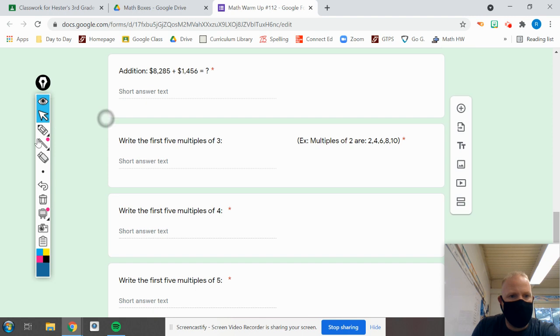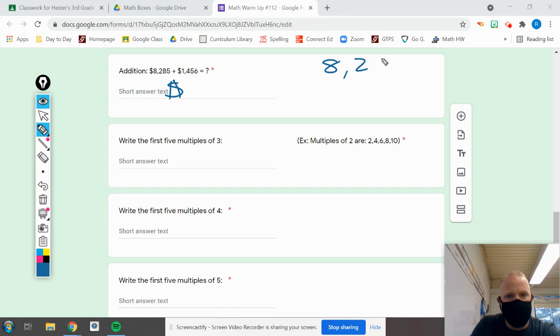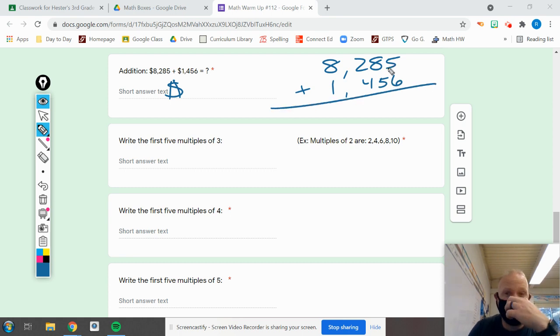Next, we're adding money, so you want to make sure your answer includes a dollar sign. We have 8,285 plus 1,456. When we add, we want to make sure if we have to carry over, we carry over to the correct place value. So in the ones, 5 plus 6 is 11, so we have to carry to the tens. You're going to do the same thing all the way across, and when you get your final answer, put it in this box.